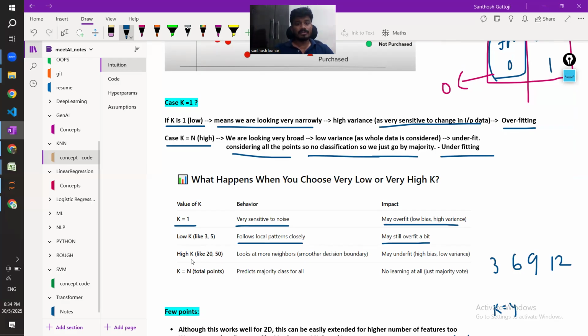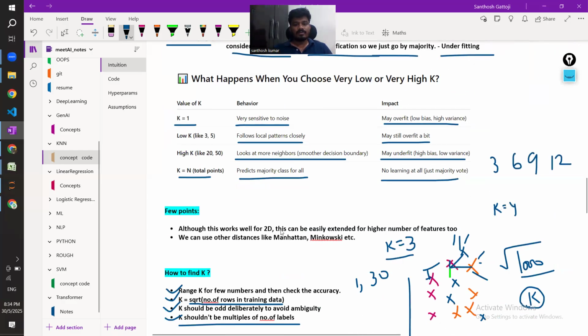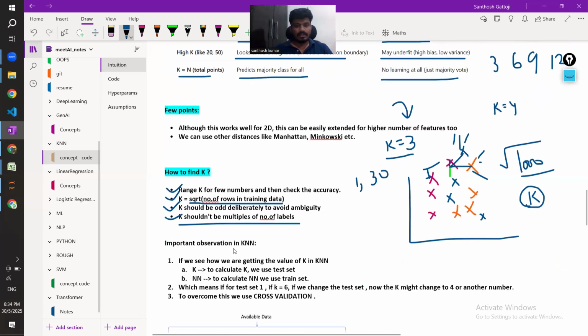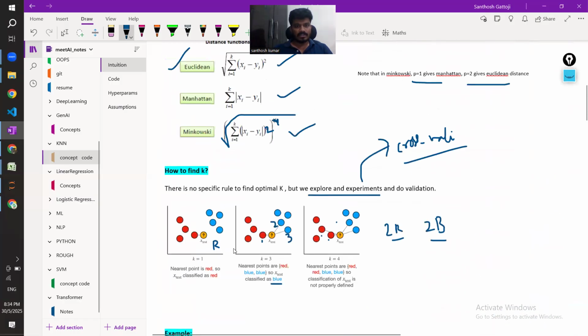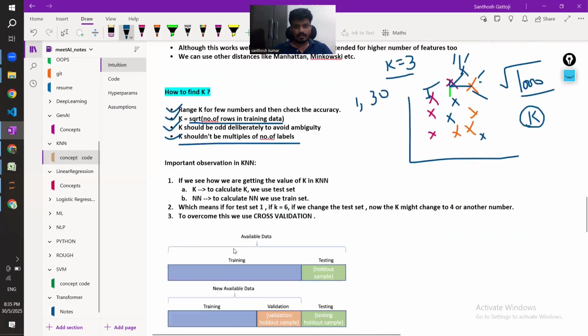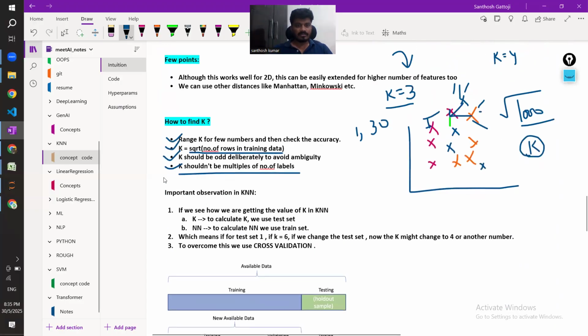If you go with a bit high k, it will look more at the neighbors, but it might start underfitting. If you go with the overall data points, then it just predicts the majority class for all the data points, no learning at all, just majority vote. That means fully underfitting. Although this works for 2D, you can easily extend it to other features also. Even if it is 3-4 features, you can plot in high dimensions. And these are the major points I would try to say. This is one of the main important points.